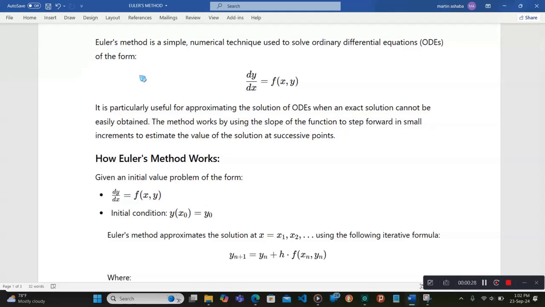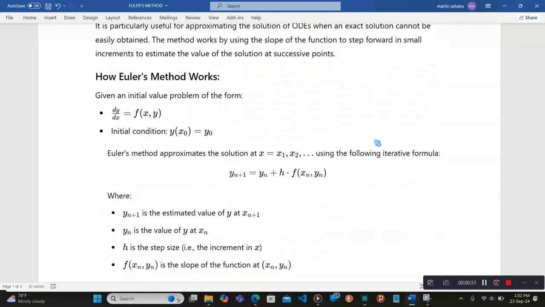So given the form dy/dx equal to f of x, y, it is particularly useful for approximating the solution of ODEs when an exact solution cannot be easily obtained. The method works by using the slope of a function to step forward in small increments to estimate the value of the solution at successive points. And this is how it works.